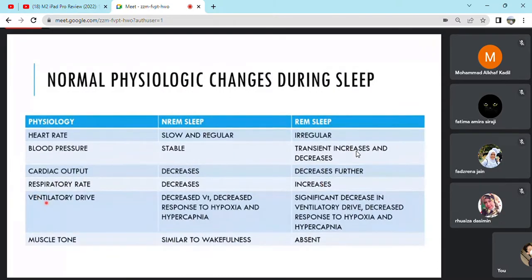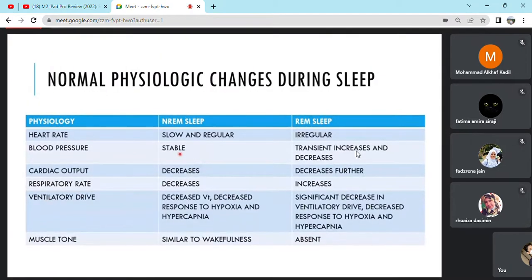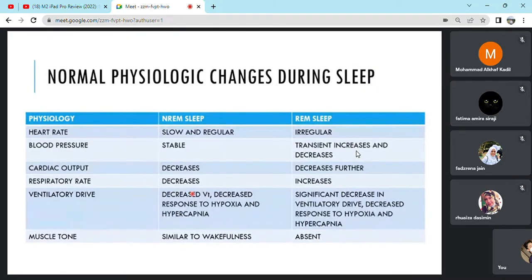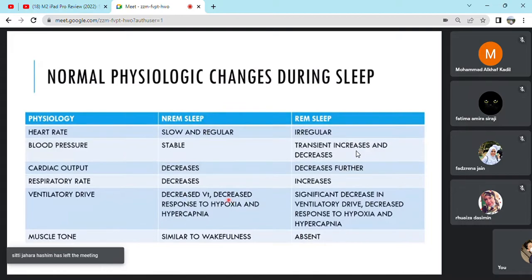Okay? When you talk about ventilatory drive naman, while a patient is in NREM sleep, usually you expect that there is a decrease in your tidal volume. That is also, again, as I've said, logical because your respiratory rate will be lesser. So it follows that your tidal volume will also be decreasing. Since you have a decreased tidal volume, you also expect that your responses to hypoxia and hypercapnia are also decreased. Okay, because you do not have so much ventilatory drive for you to be able to respond now to your hypoxia and hypercapnia.